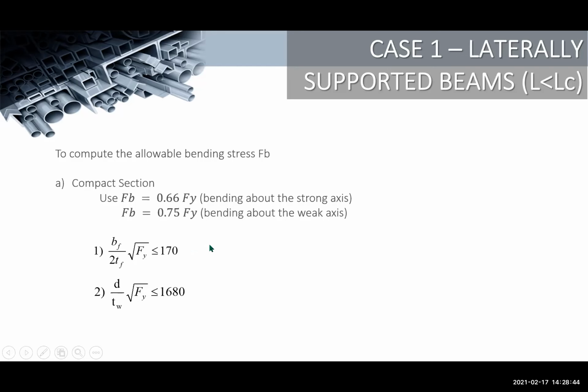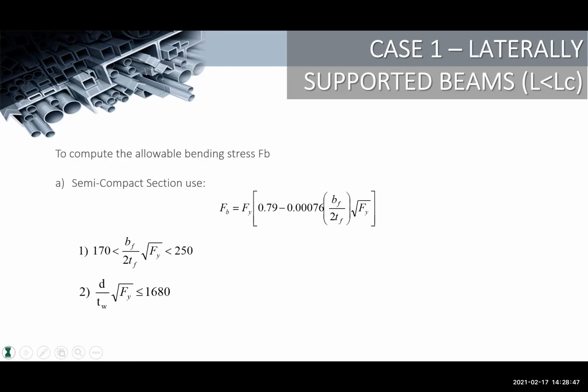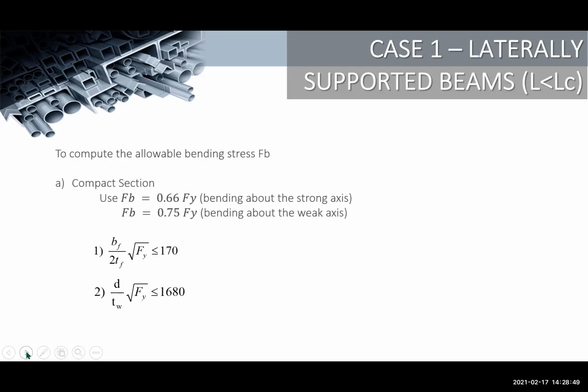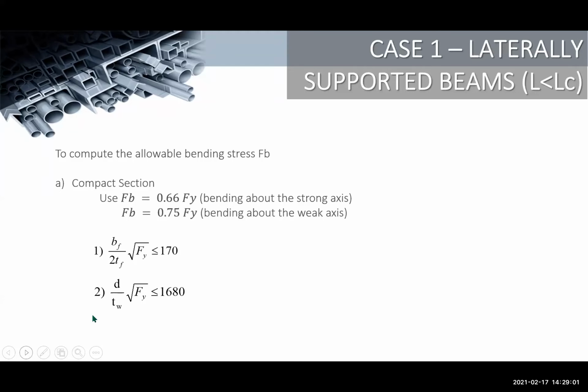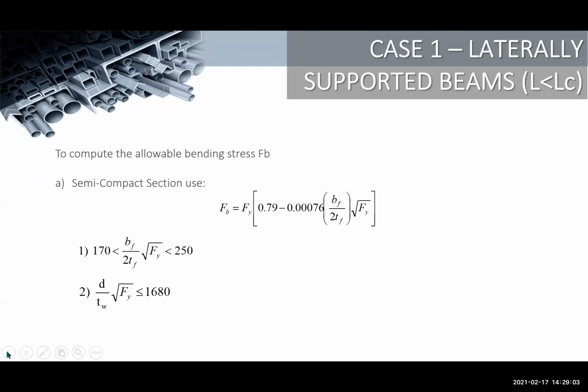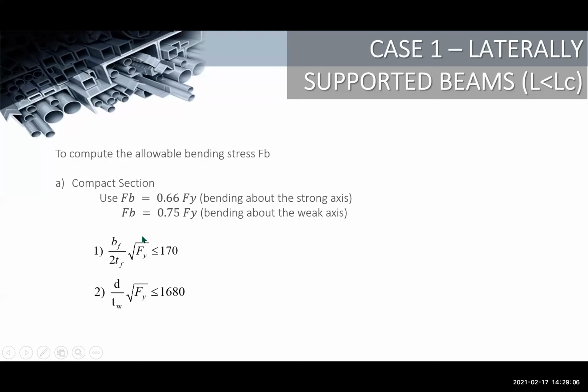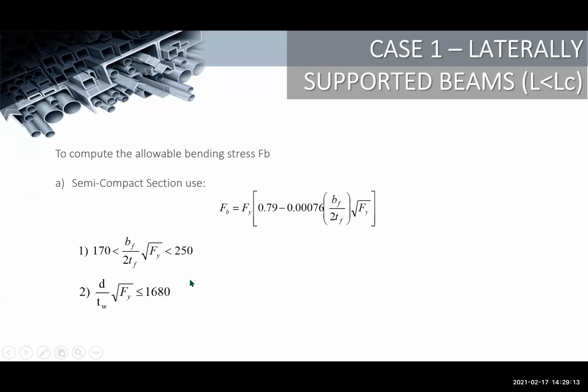Now, yung semi-compact naman is, take note here, no, less than siya. Sa semi-compact, kapag greater than na yung BF over 2TF square root of Fy mo sa 170, but less than siya sa 250. And then yung condition 2 is the same lang. So 1680. Dapat less than 1680. So may instances na mas malaki to sa 170 pero nasatisfy niya yung condition 2. It may fall under semi-compact section. So okay lang yun. Now kapag semi-compact siya, we will use this equation. Medyo mas mahaba.